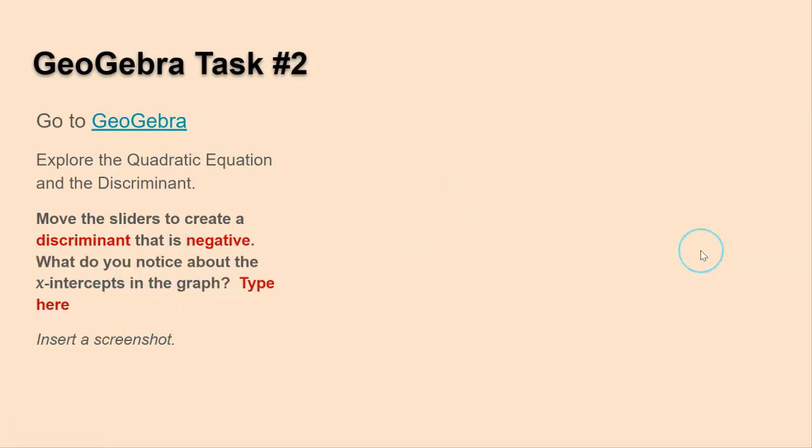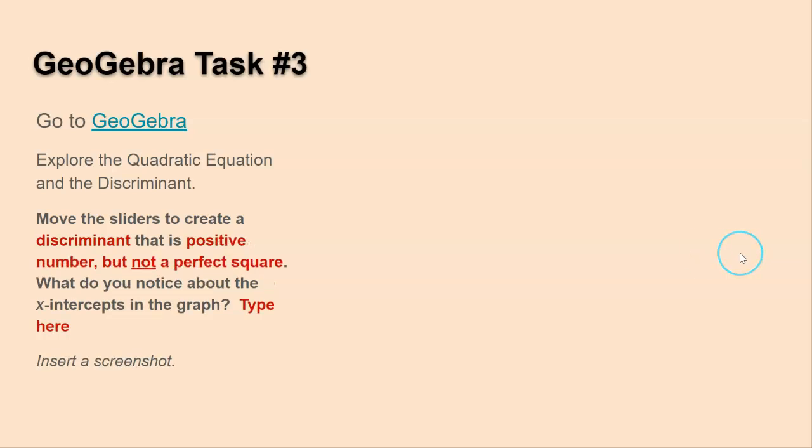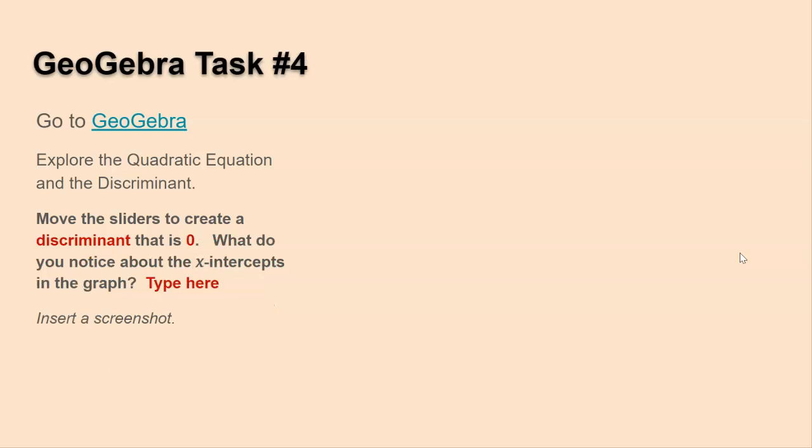On task 2, they're going to create a discriminant that is negative. What do you notice about the x-intercepts in the graph? They will insert their screenshot. For task 3, they will create a discriminant that is a positive number, but not a perfect square. What do you notice about the x-intercepts in the graph? And then finally, make the discriminant 0. What do you notice about the x-intercept of the graph?